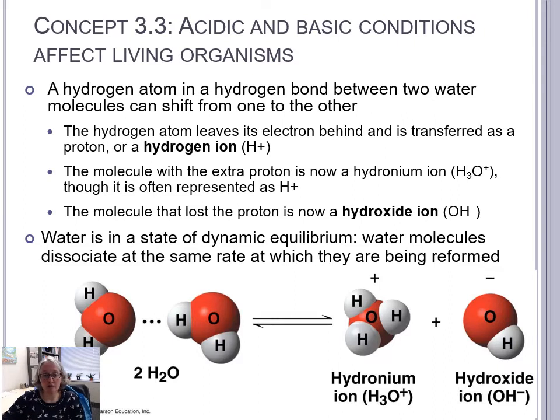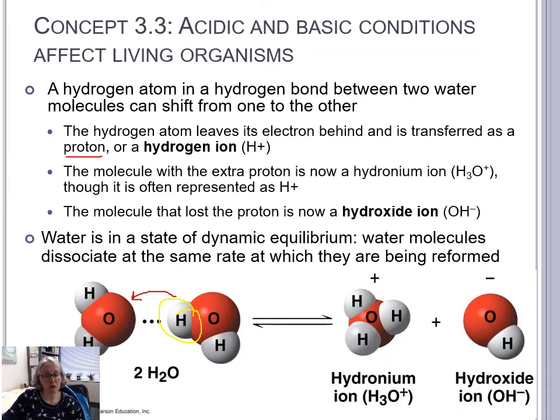So hydrogen atoms in hydrogen bonds between 2 water molecules can shift from one to another. Here's the one that I'm talking about. This guy right here, this yellow hydrogen atom. This hydrogen atom is in a hydrogen bond, and sometimes the hydrogen atom is actually going to leave. When it moves, the hydrogen leaves its electron behind and is transferred as a proton or a hydrogen ion. These are synonymous.